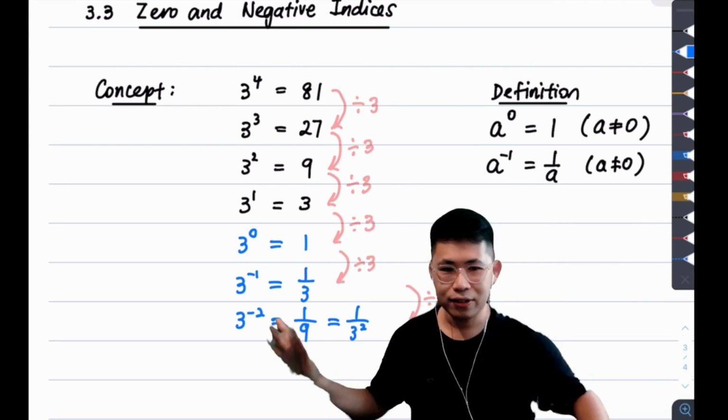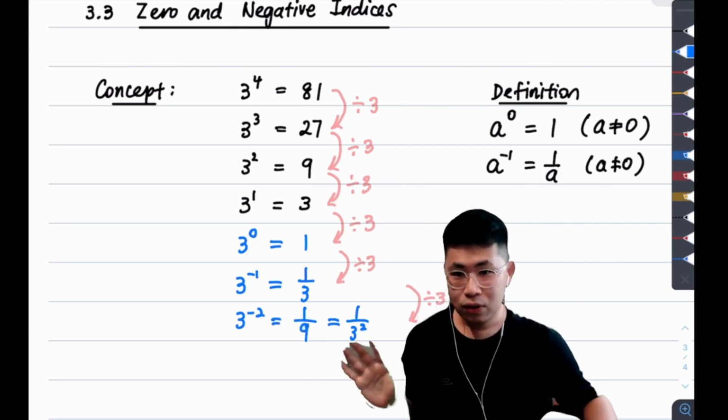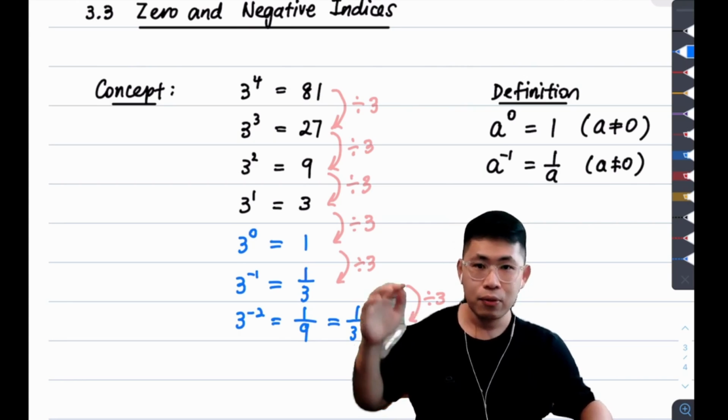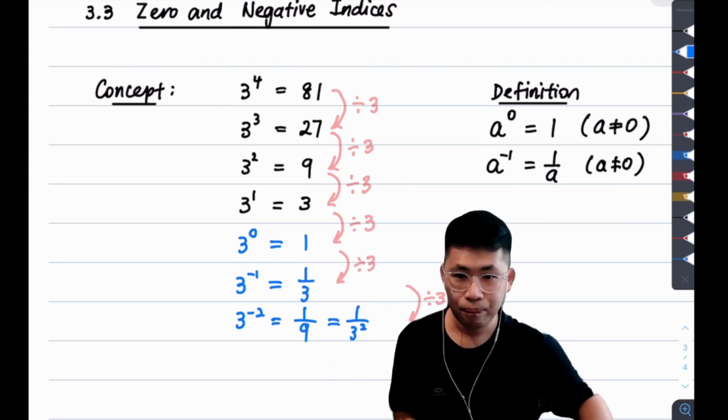Alright, so here we have our power of negative 2. And over here at the denominator we have our power of 2. So what does the action mean when you have a negative index? It just sends a number down to the denominator.